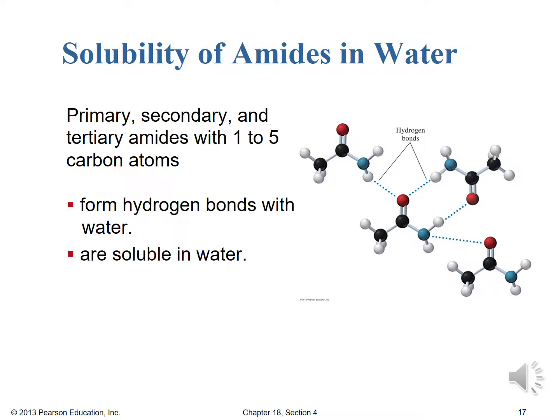Similarly to the amines, the solubility of amides in water tends to be decent for primary, secondary, and tertiary amides with 1 to 5 carbon atoms total, because you can form hydrogen bonds with the water, or at least be a hydrogen bond acceptor from water for the case of tertiary amides, and therefore they're soluble in water when they're small. As the carbon count increases, though, then the water solubility decreases to negligible amounts for the long carbon chains.